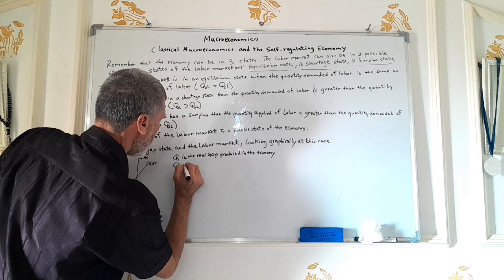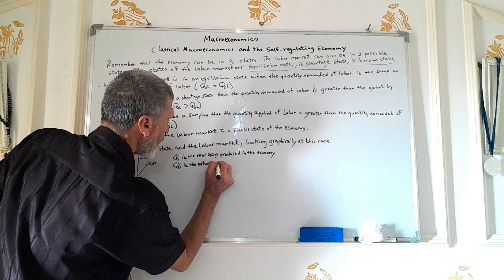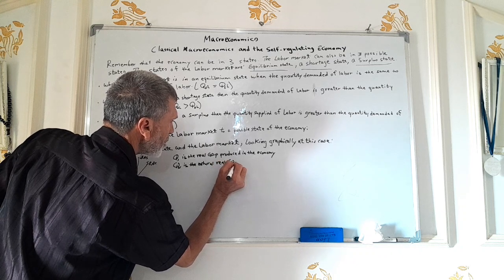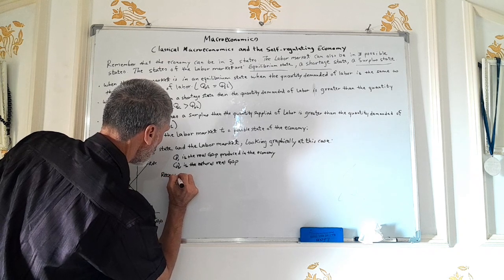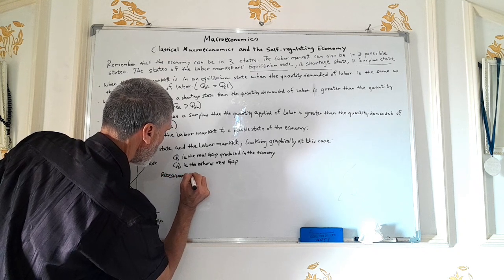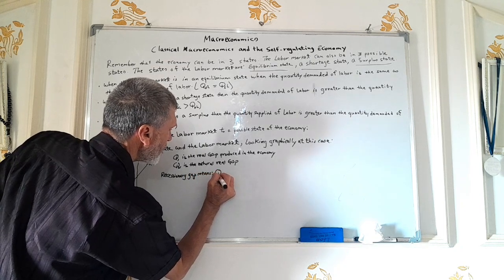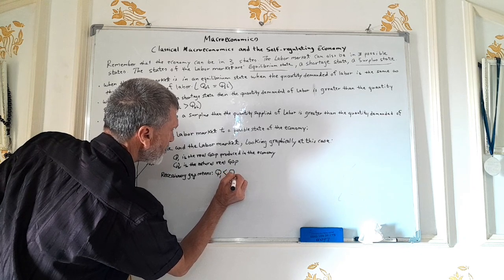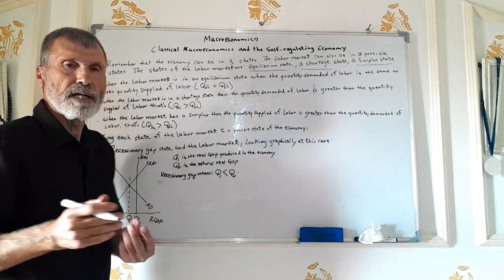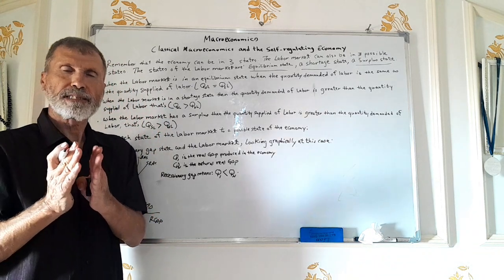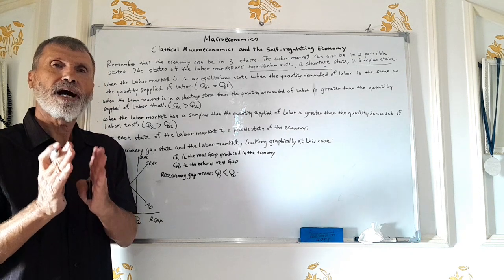Qn is the natural real GDP. Recession gap means Q1 is less than Qn. The unemployment rate that exists when the economy is producing the natural GDP is called the natural unemployment rate.